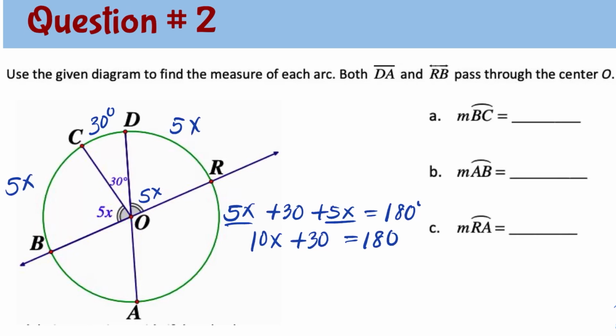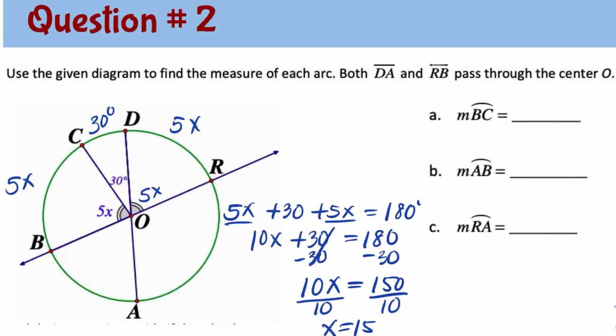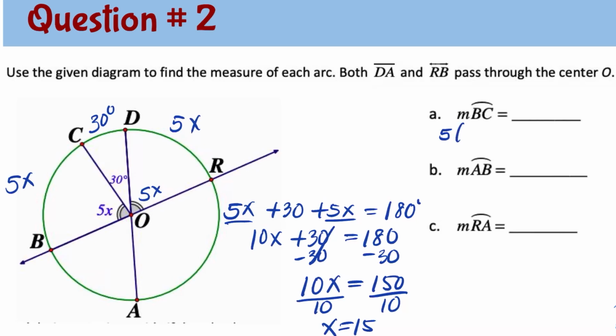Now we can solve for x by itself, so we can subtract 30 from both sides. Then 30 minus 30 is 0. We have 10x is equal to 150. Now we can divide both sides by 10, so x here is 15. To solve for the measurement of arc BC, we can simply multiply 5 by the x value, which is 75 degrees now.